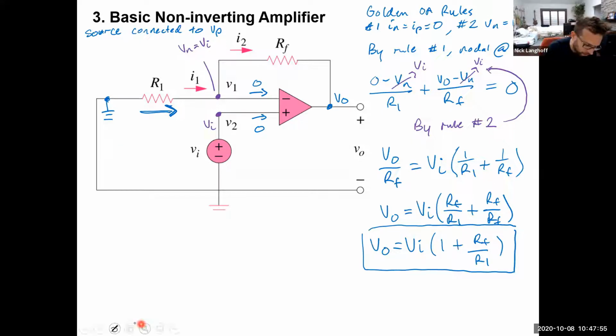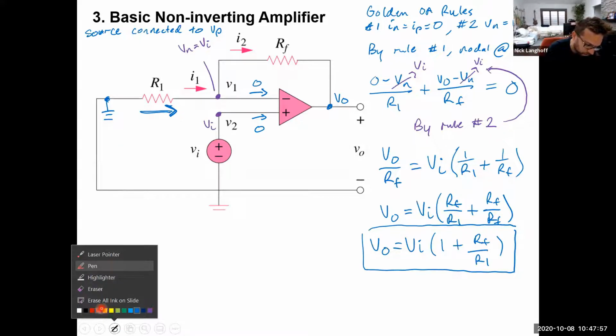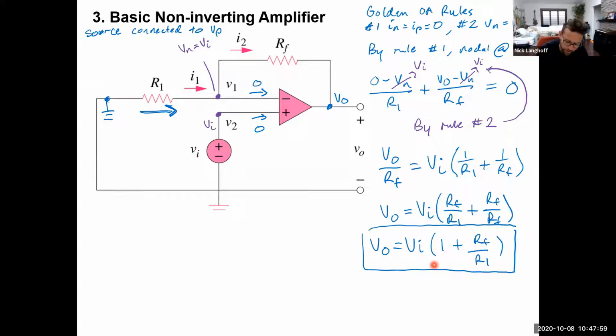So let's talk about the fact that the gain is non-inverted. There's no negative sign there, and we can see that this is the gain. The gain G is anything between 1 and infinity. And again, that's theoretically.